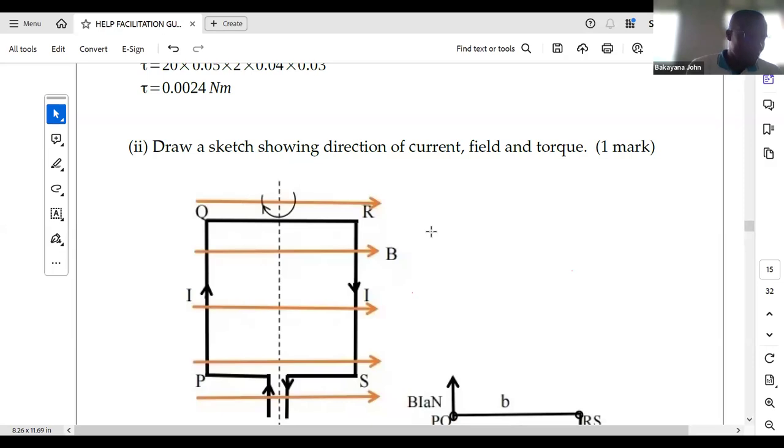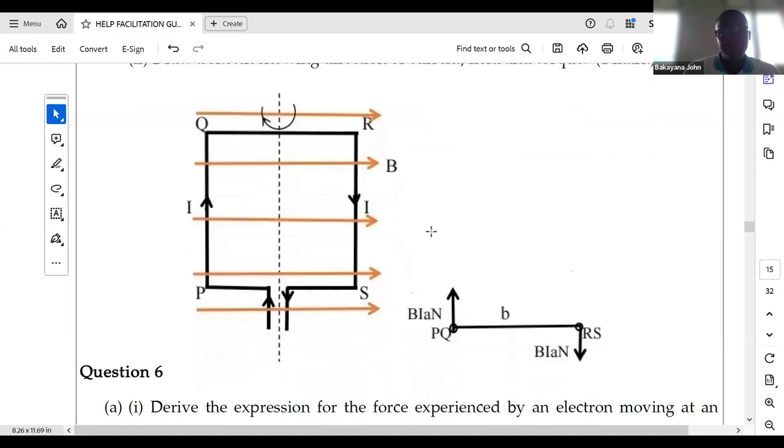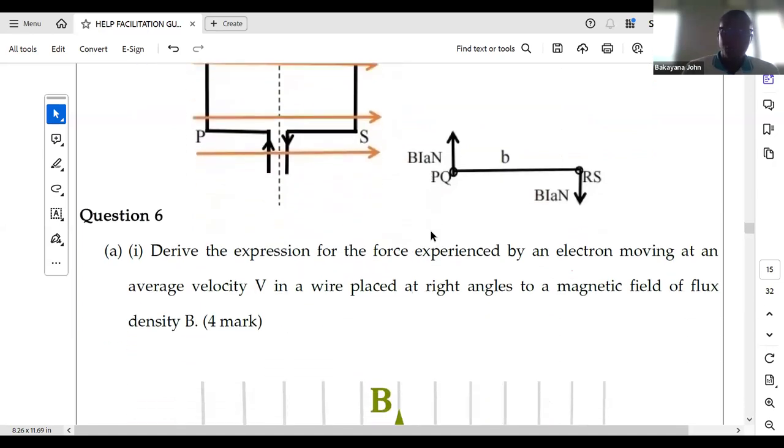And when we are asked to sketch or draw the diagram showing what we have in the question, a sketch comes up like this. So we have the plane of the coil parallel to the magnetic field. We expect maximum torque when the plane of the coil is parallel to the magnetic field. You can take note of that. Is that okay? Okay. We skip this one.